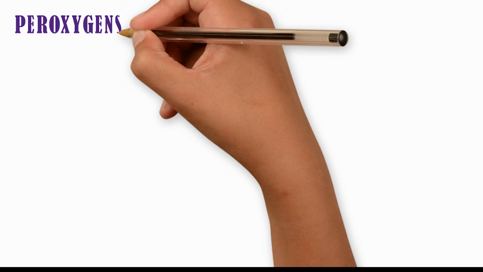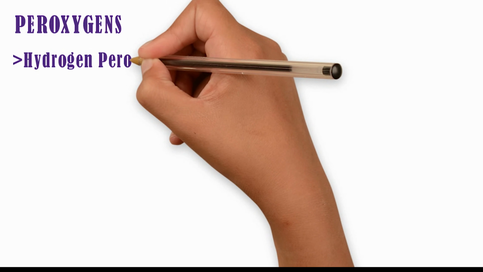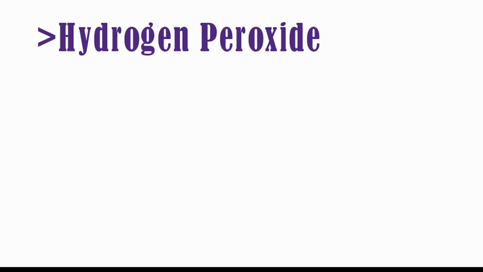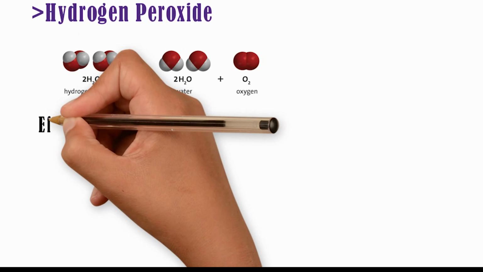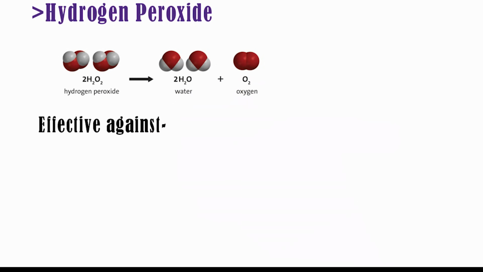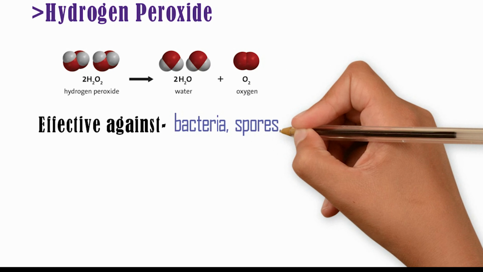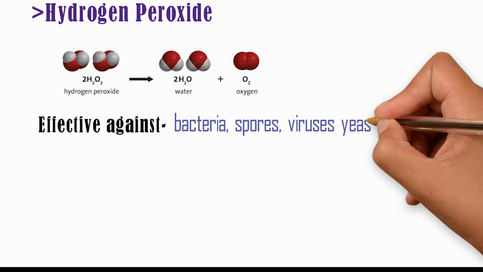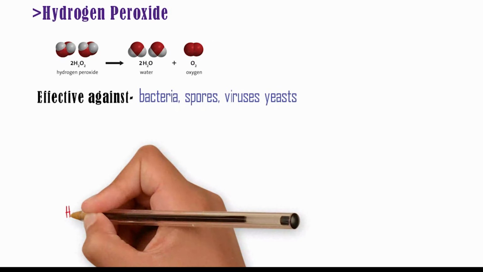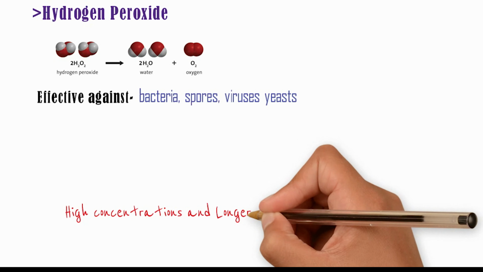Peroxides or peroxygens. They are a class of chemical compounds in which two oxygen atoms are linked together by a single covalent bond. An important example is hydrogen peroxide. It is an effective oxidizing agent, very useful disinfectant. It is effective against bacteria, virus, fungi, and spores. But for sporicidal activity, higher concentration, that is 10 to 30%, and longer contact time are prerequisites.